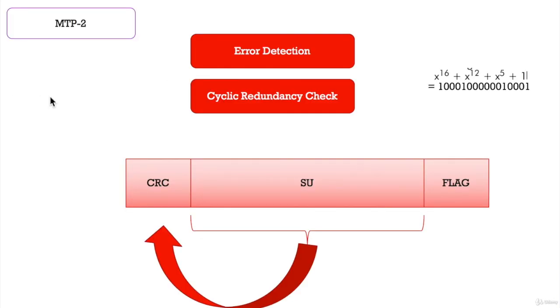In the MTP2 layer, the polynomial function used is x to the power 16 plus x to the power 12 plus x to the power 5 plus 1. At the bitmap level, it is a 16-bit bitmap which is applied on the entire signaling unit, and the CRC is calculated, but the basic process remains the same as in this example.